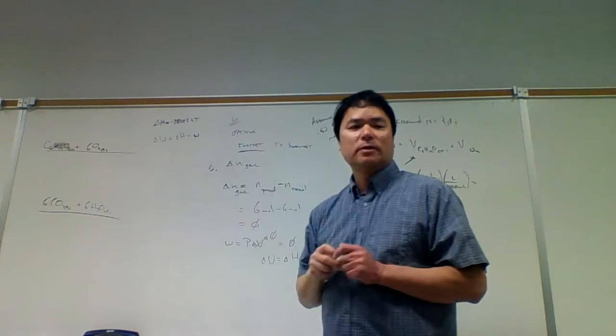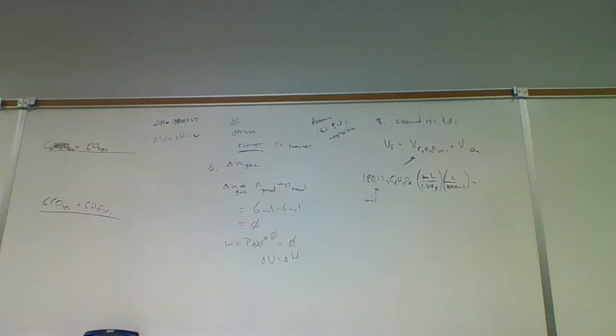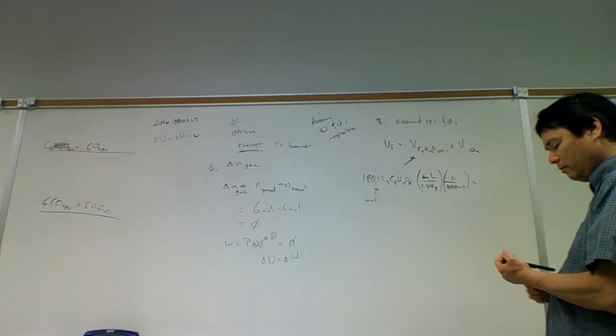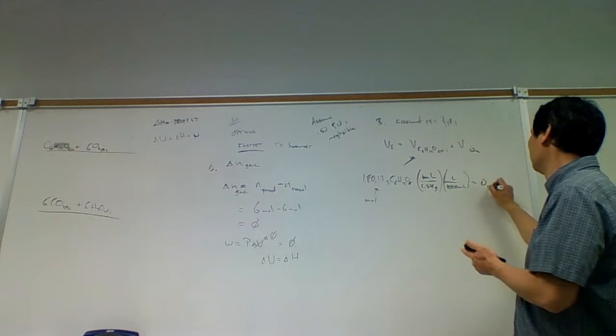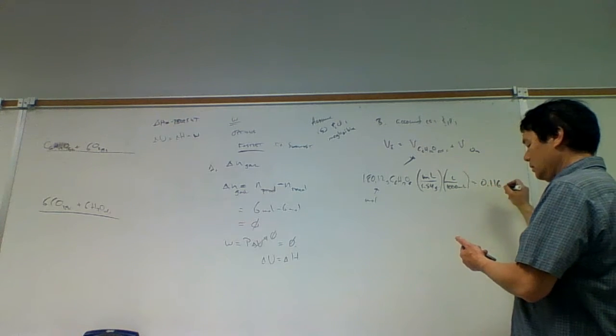Since I didn't finish this problem the other day, we might as well just finish this to get a good idea of what's going on here. So that's 180.12 divided by 1.54 divided by 1,000. And we got 0.1169 liters.